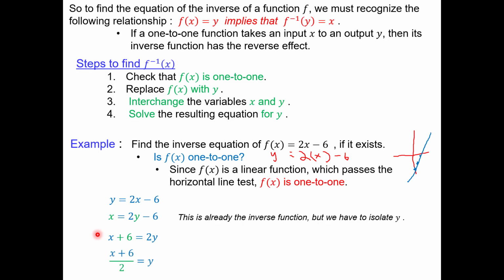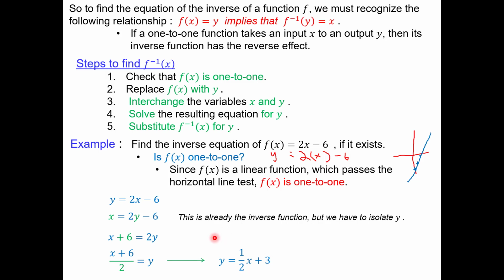All right, and there's y. Y is isolated. So this is a better form of our inverse function. And then you can even make it a little bit better by saying x over 2 is 1/2 x, and then 6 over 2 is 3.